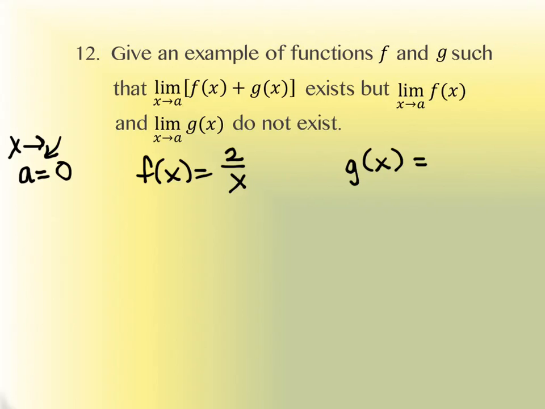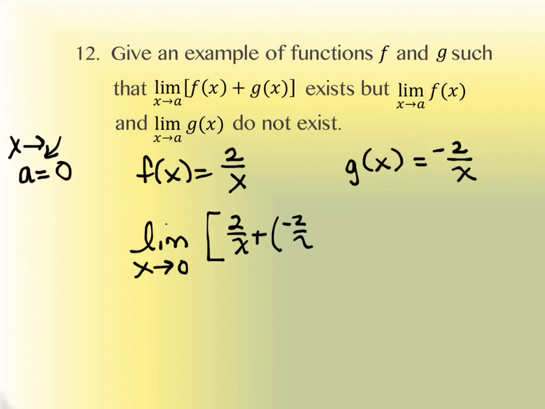Here's something cool. We're going to just let this be the same thing, but negative. Does the limit still not exist as x approaches 0? Yes, it still does not exist. But watch what wonderful thing happens here. The limit as x approaches 0 of f of x, which is 2 over x, plus g of x, which is negative 2 over x.